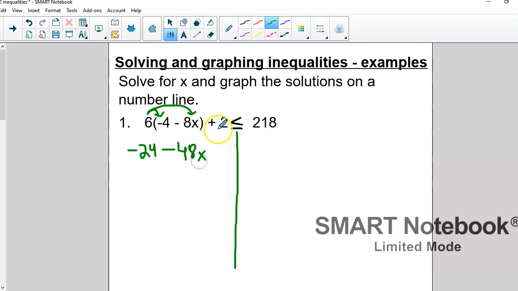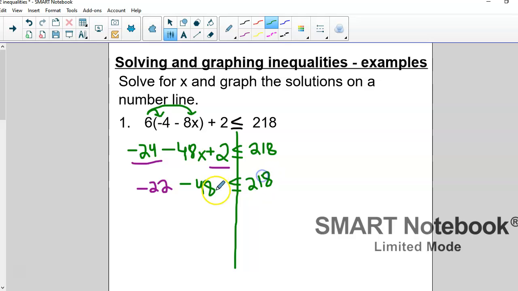And then I still have my plus 2. That wasn't involved in the distributing at all because it's outside those parentheses. So that's still there. And I still have my less than or equal to sign, and I still have my 218. All right? Now I see some like terms I can combine over here. I see this negative 24 and this positive 2, and when I combine those, I get negative 22. So I combine those like terms, and then I still have my negative 48x, and then I still have my less than or equal to, and I still have my 218. Oops, I forgot the x with my 48.